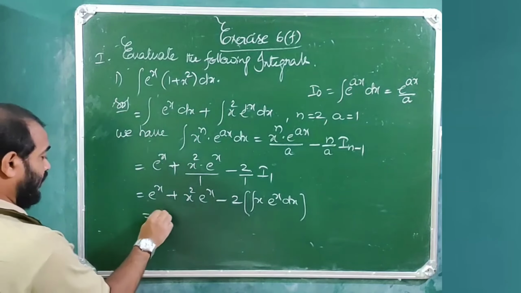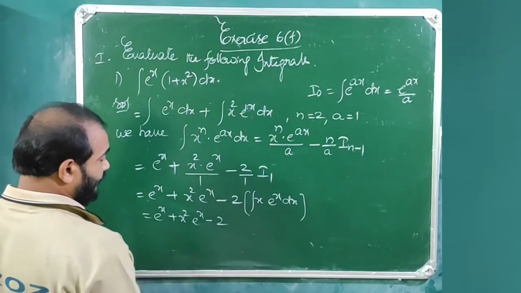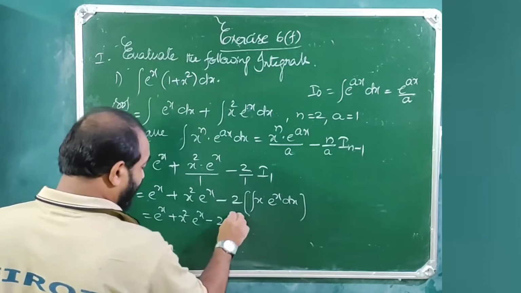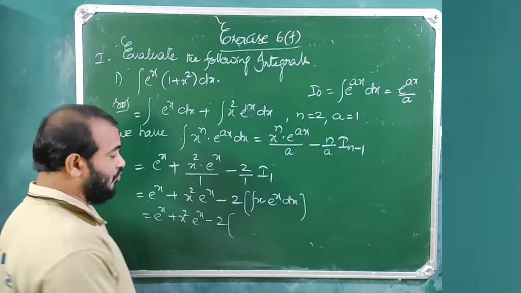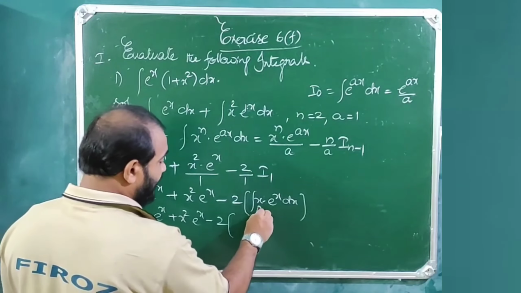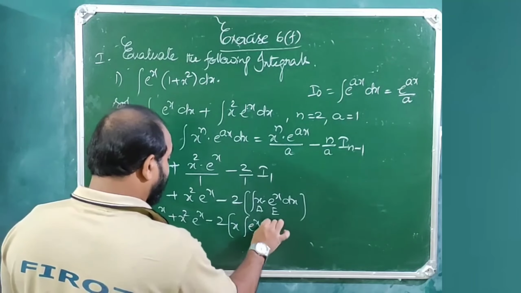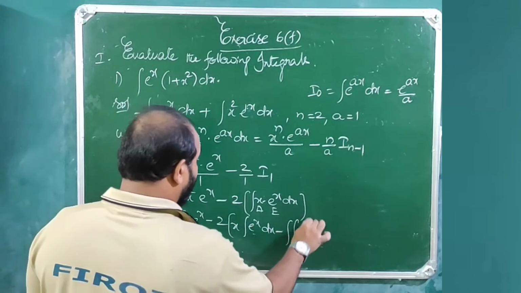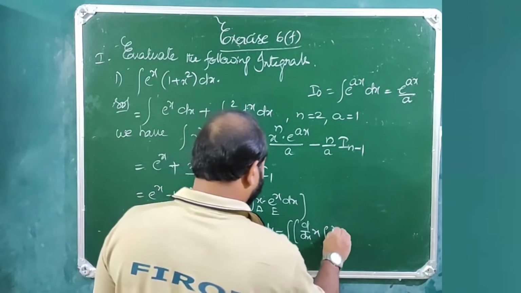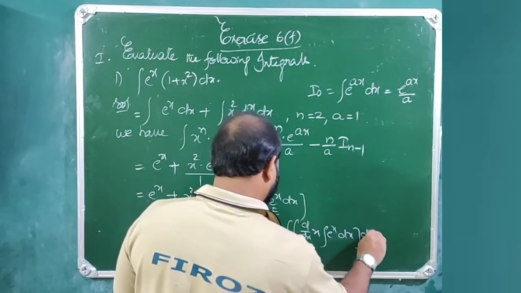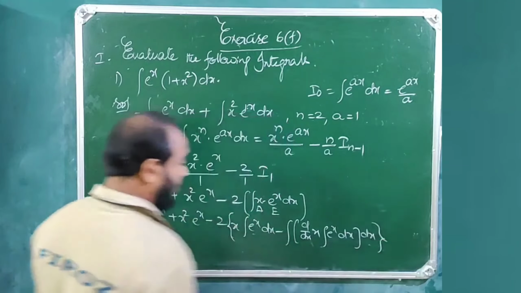So this is equals to e power x plus x square e power x minus 2 x e power x. So this is product of two functions. Integration by parts is used. So this is algebraic, this is exponential function. So first function into integral of second function dx minus integral of d by dx of first function into integral of second function dx whole dx. So 2 is being multiplied with this whole.